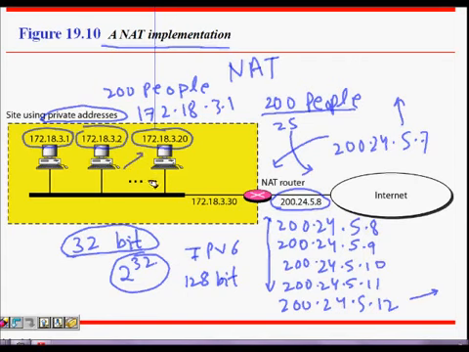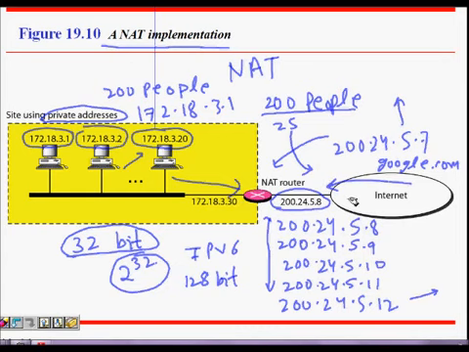So the solution NAT provides is, whatever packets we use inside will have source and destination addresses from these private IP addresses. But if a packet is going out to the other side of the internet, you put the source address as 200.24.5.8. Now you will say, so far so good, but what will the destination be? If I am contacting Google, the destination will be the google.com IP address. But what happens if Google sends you the reply? This is a $1 billion question.